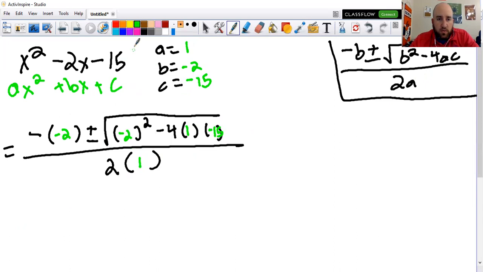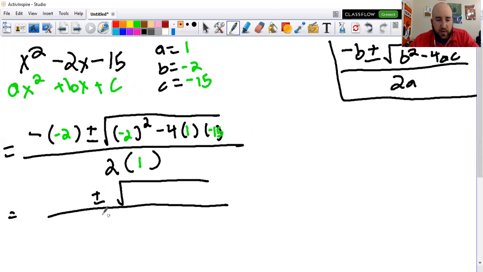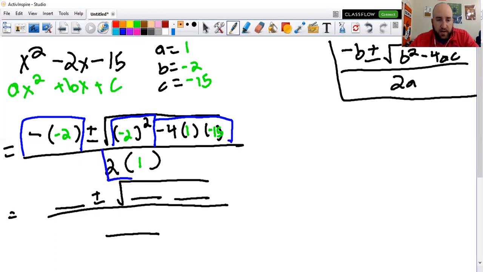So now, let me go back to black for a second. Now I'm trying to simplify it. So I have my plus or minus, my square root. It's really going to be 4 numbers: 1 that goes here, 2 underneath the square root, and then 1 at the bottom. So the way I'm going to get those, I'm going to block it off into 4 little separate parts: the negative B on the outside, the B squared, the minus 4AC, and the 2A.